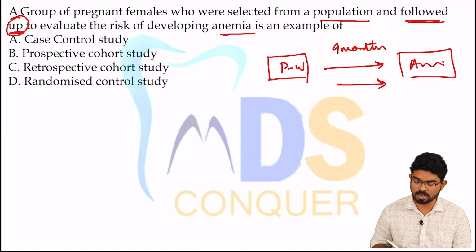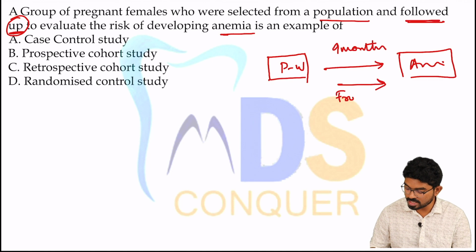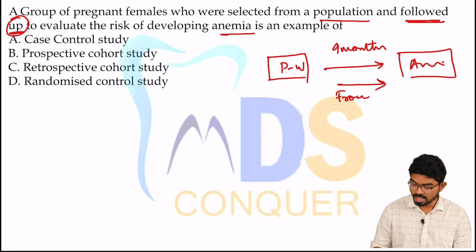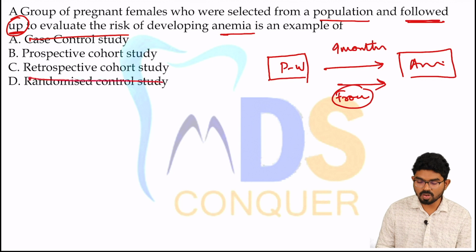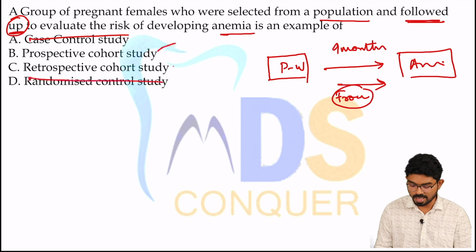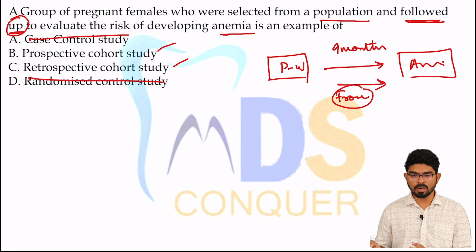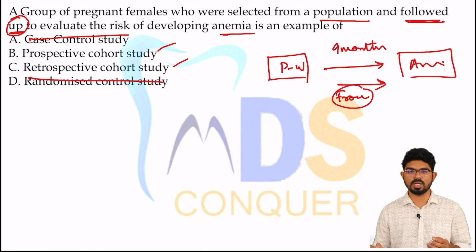So you are moving forward. What is a forward moving study? A forward moving study is the simple cohort study. It's not case control, so both those options are eliminated. You have to go for cohort study. You have 2 options related to the cohort study, but you clearly know that a cohort study is a prospective study which moves forward, whereas a case control is a retrospective study which moves backward.